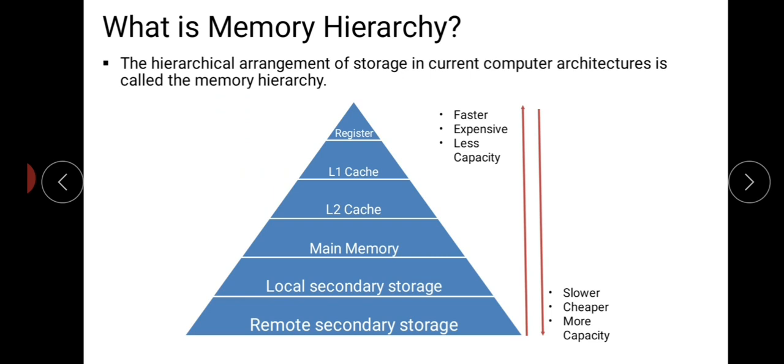As we know, the register has very little storage, but it is frequently used by the processor, and it is very fast and obviously very costly. L1 and L2 cache also have less capacity but are much faster than RAM and ROM, meaning our hard disk. Main memory is ROM or RAM, and it is faster than our secondary storage, which is our hard disk. Remote secondary storage can be another backup storage on a network. So this hierarchy shows how memory is categorized by speed, expense, and capacity.